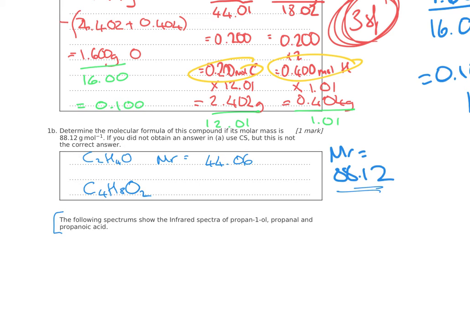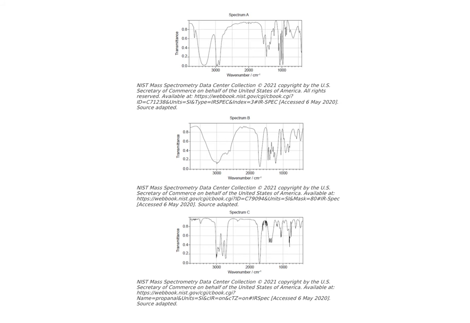Now, some people might have missed this sentence here. It kind of follows on to the next question. So we've got 3 spectra that show propan-1-ol, propanal, and propanoic acid. So we've got our 3 spectra here.